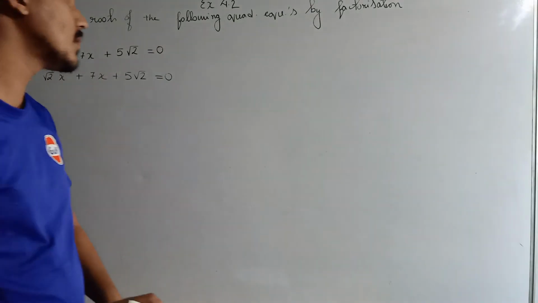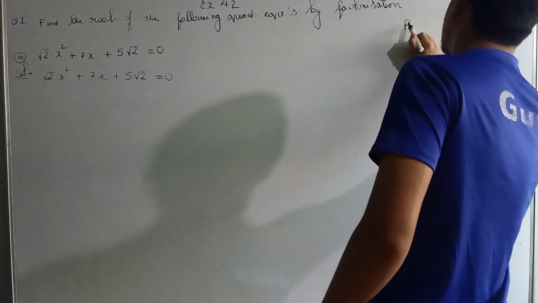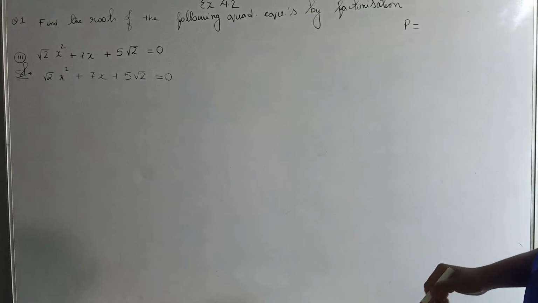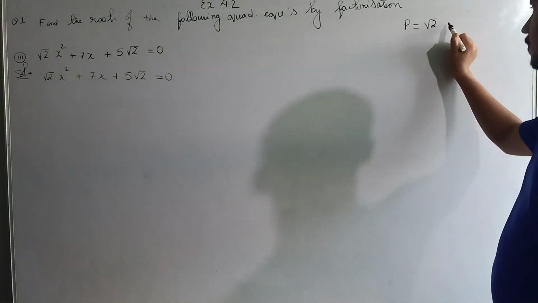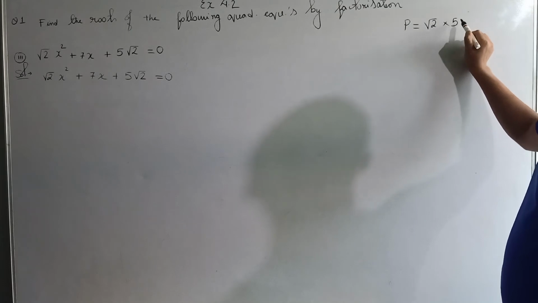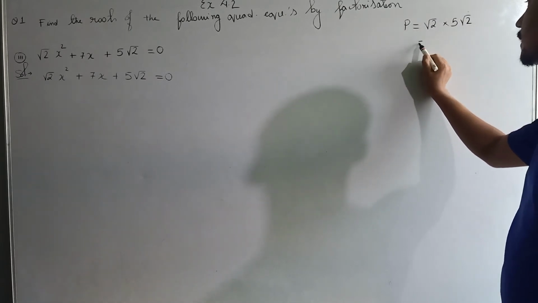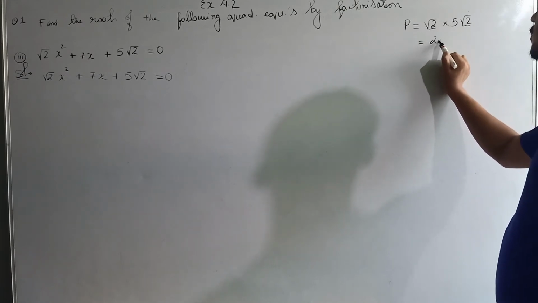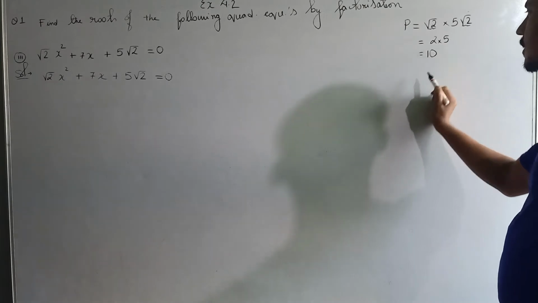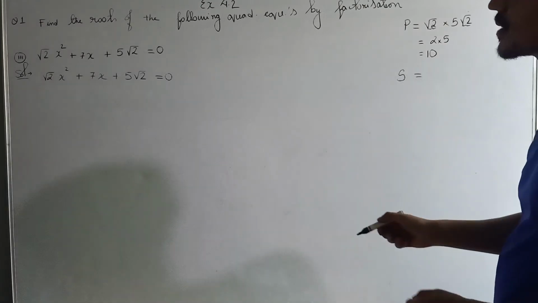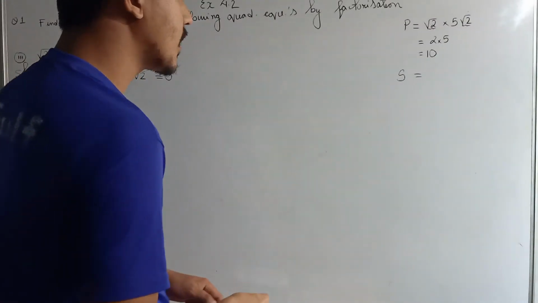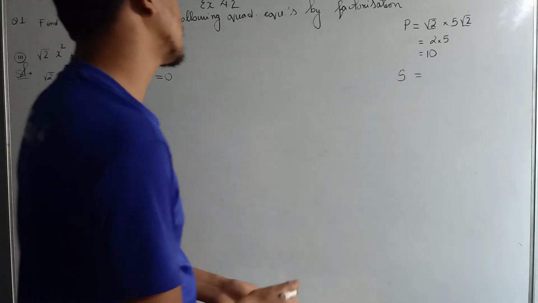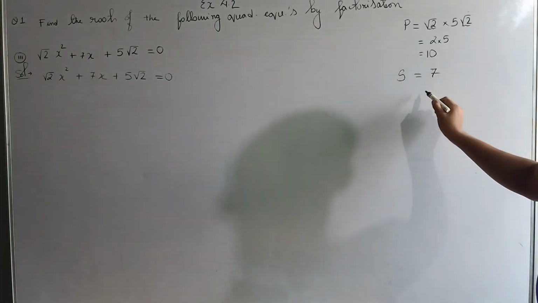Now let's find out the product: the product of the coefficient of x squared and the constant term. The coefficient of x squared is square root of 2 and the constant term is 5 square root of 2. Square root of 2 times square root of 2 is 2, so 2 into 5 is 10. Product is 10. Now let's see the sum. For the sum we take the coefficient of the middle term. The middle term is 7x, the coefficient is 7. So sum is 7.